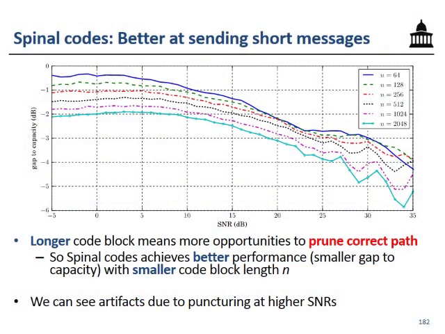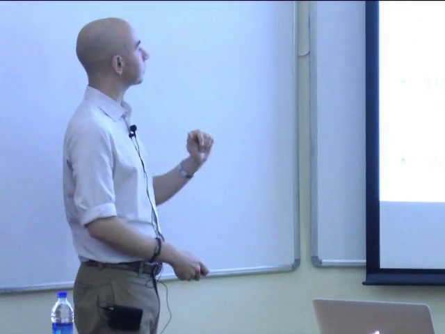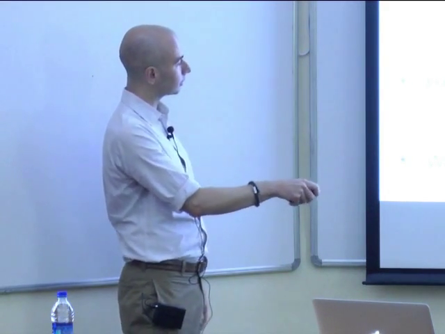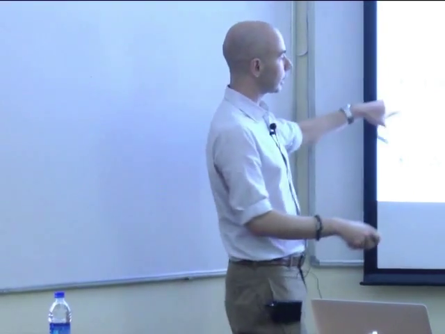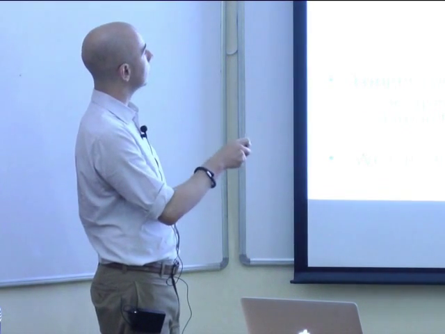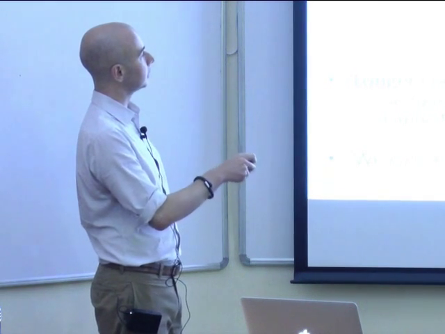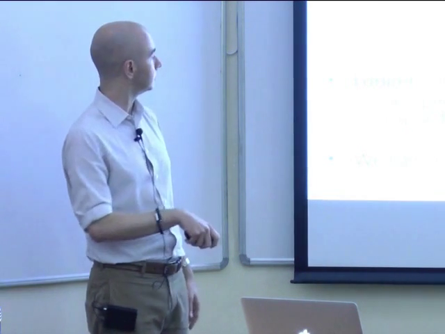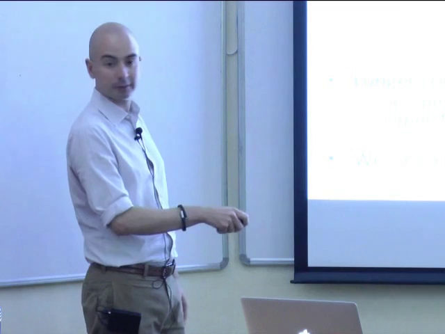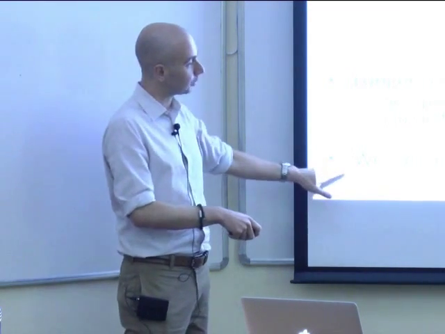Okay. The last thing I'll talk about is sending short messages. Again, looking at gap to capacity on the y-axis, SNR on the x. If we have a longer message, then we have more opportunities to prune the correct path. You can see here, when the message length is 64, they're achieving a very small gap to capacity, close to 0 at low SNR. Up here at the higher SNRs, you see that gap to capacity fluctuating. So we can see that puncturing, that inability to really finely adjust the rate, is hurting us.